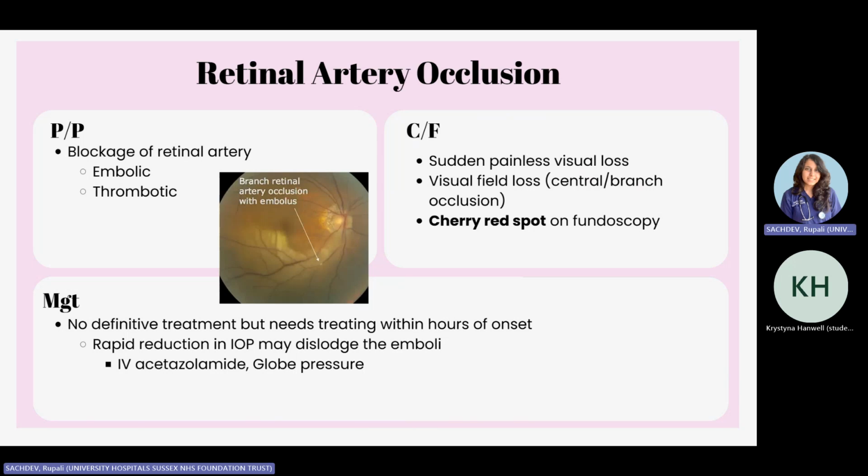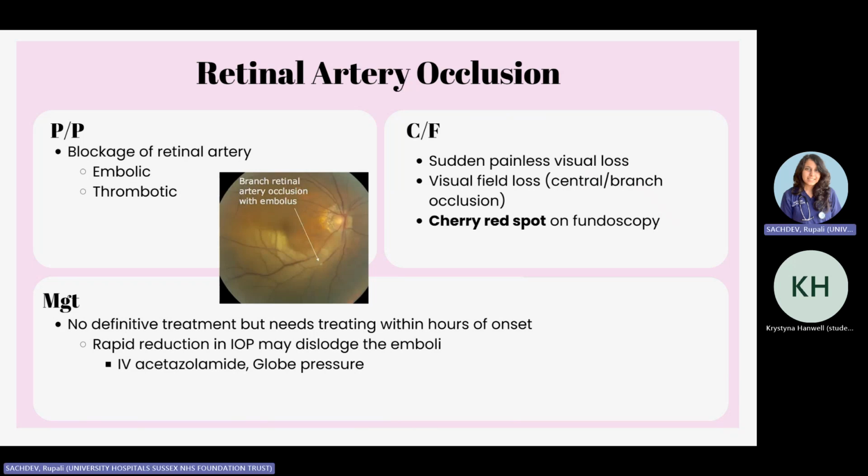Coming to the next one, the retinal artery occlusion. It's a blockage of the retinal artery, and you can see it in the image here. If you think about how it works, it's essentially similar to how a stroke or a STEMI would work, where you've got a clot. So it can be thrombotic or embolic. It's a sudden painless visual loss, there's no pain at all. Depending on which part of the retinal artery is affected, you might have central or peripheral visual loss. And you're going to have a cherry red spot on fundoscopy, which is the classical buzzword they'll give you in the questions.